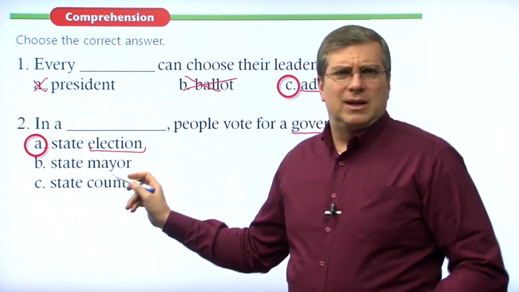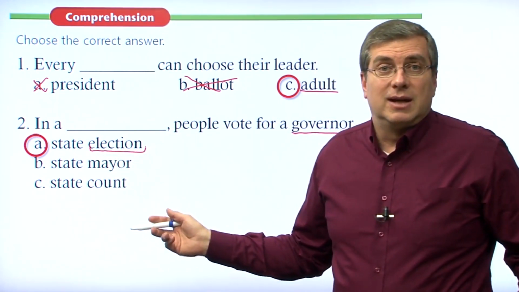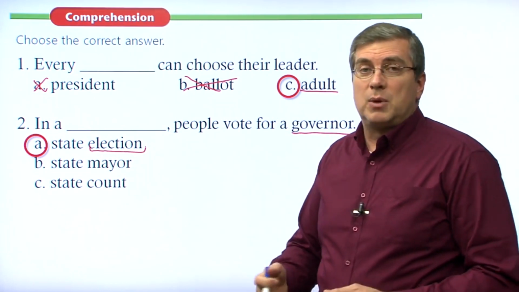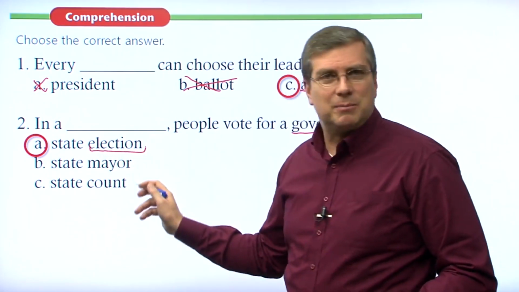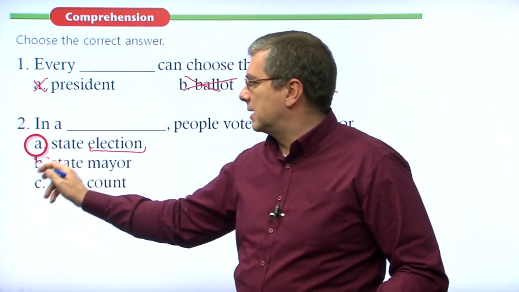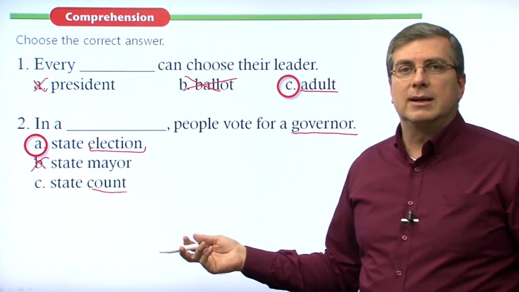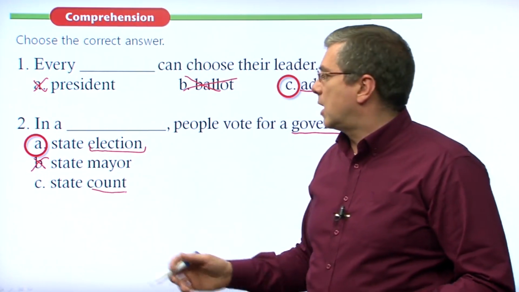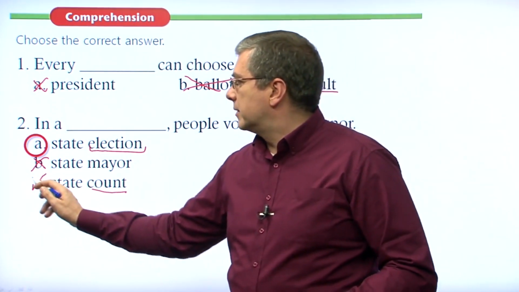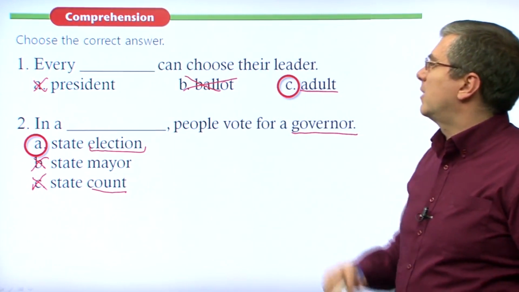Not in a state mayor. That doesn't make sense. A mayor is not an event. You don't vote for another person in another person, right? Mayor is a person. So that doesn't make sense. That's silly. See, in a state count, a count is not an event, right? That's just something that you do to figure out how many of something you have. So that doesn't make sense. Okay, let's move on to number 3.